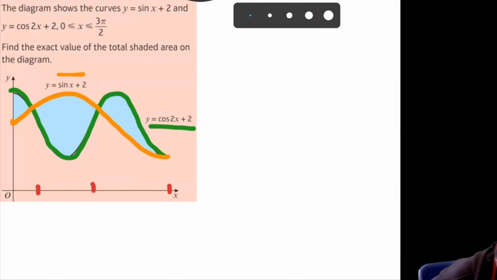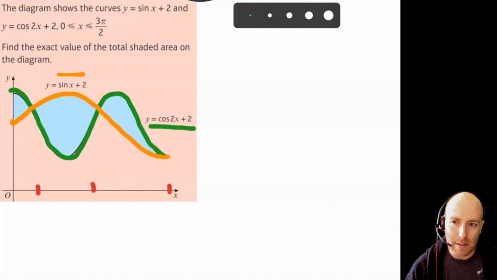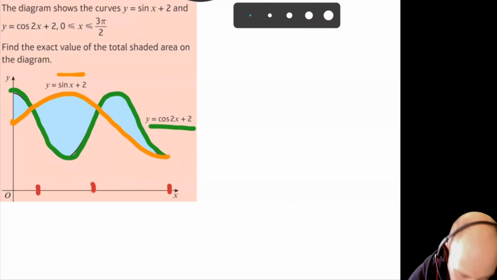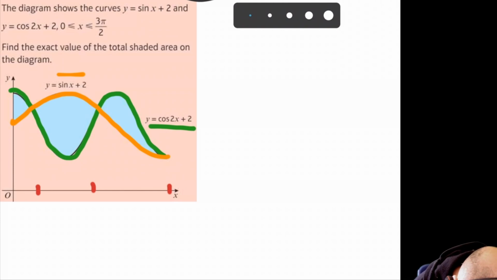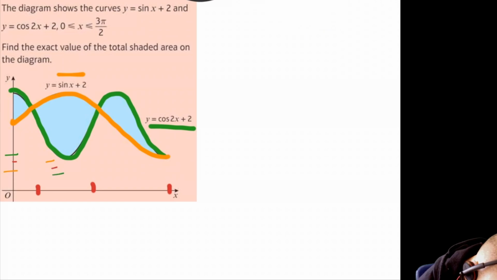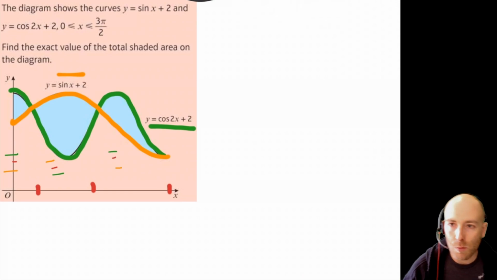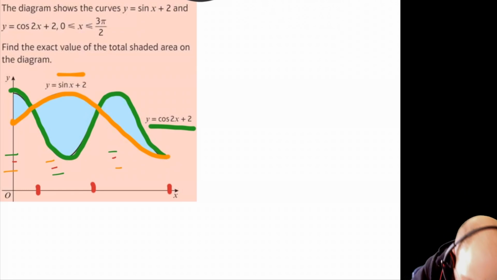So first of all, we're going to integrate both. I think let's do it all separately. So it'll be green take yellow, here's going to be yellow take green, and then green take yellow again between these limits. First of all, we need to find out what the points of intersection are, what the limits are.